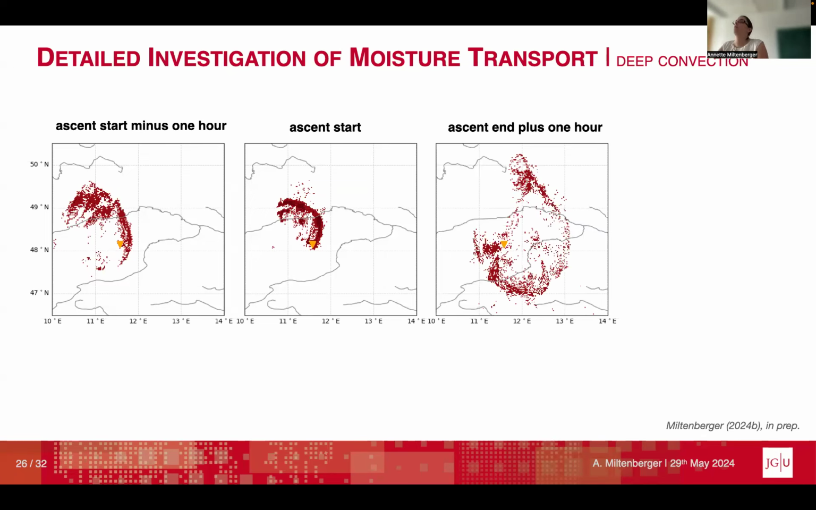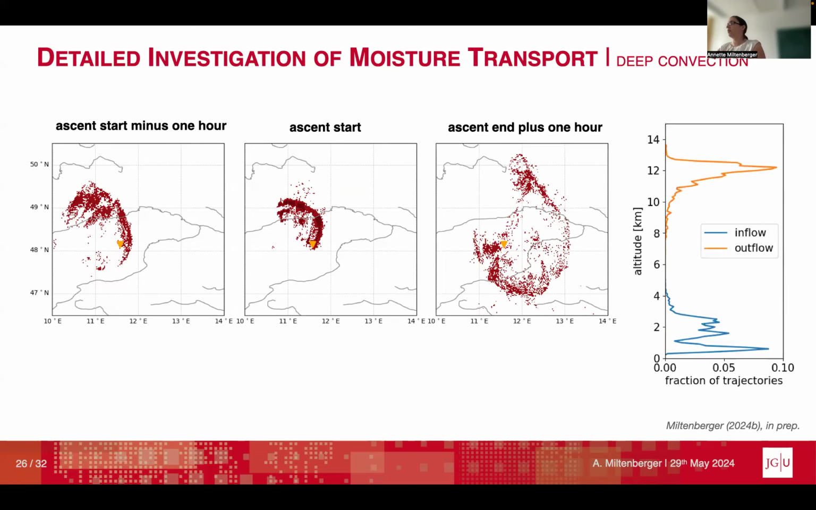And then we can look 1 hour later and see where this dispersed to. We see this feature of spreading out horizontally that we would expect in the upper troposphere, with a bit of a shift given the background wind velocity. If you look at the altitude evolution, which I didn't show you, you can see that the inflow for the system is mainly happening below 3 kilometers altitude. And then we find the outflow between 10 and 13 kilometers, which very well matches with the local tropopause.